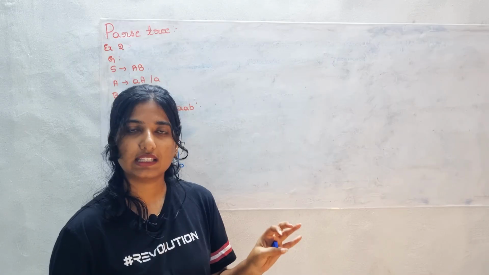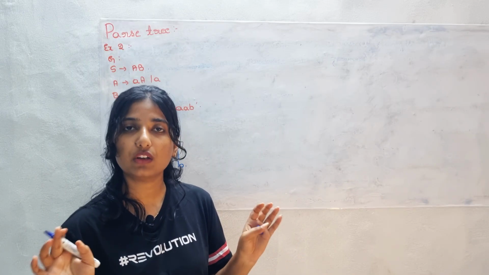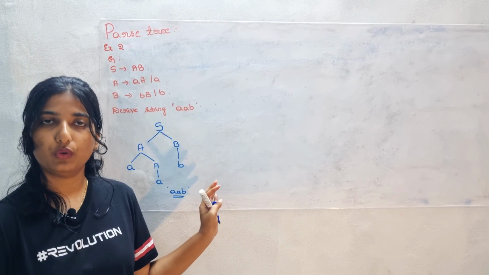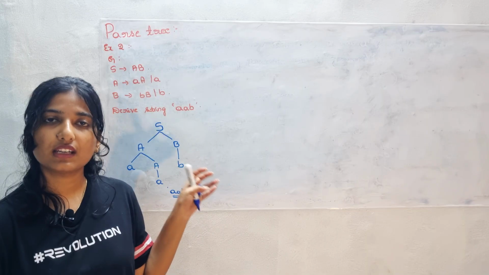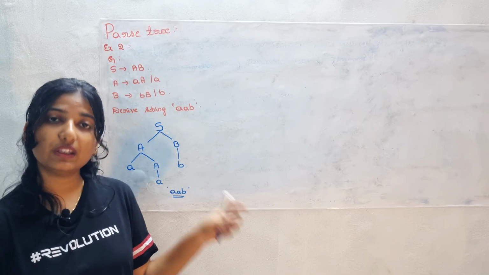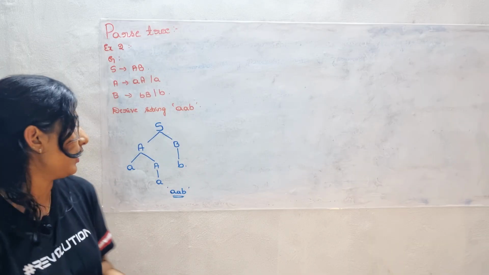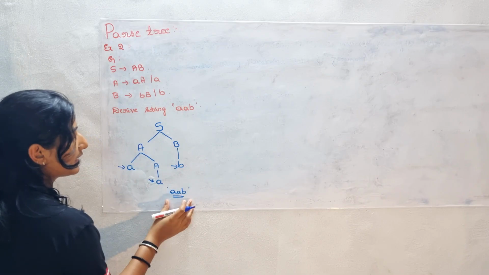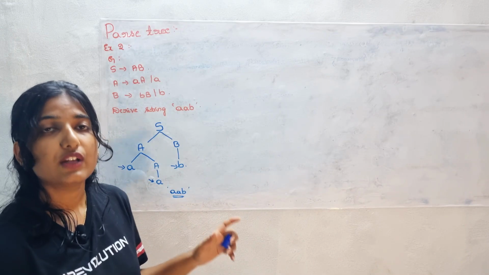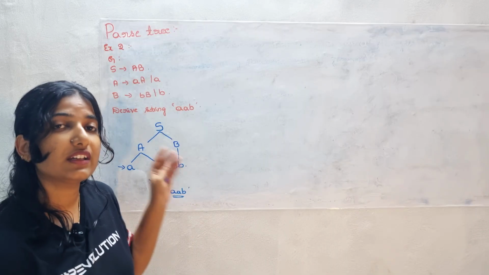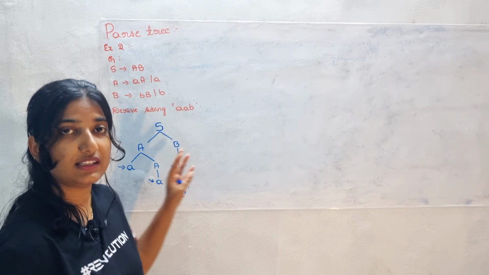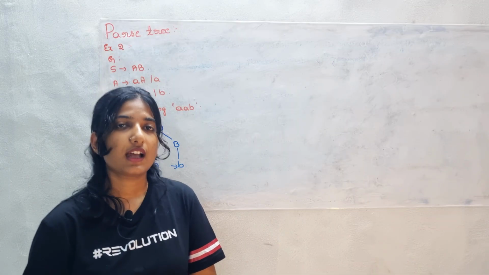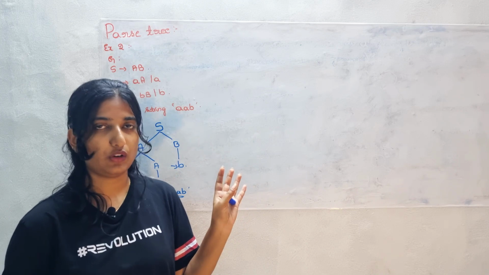Now let us see the next topic, a small topic, that is yield of a tree. I will explain yield of a tree in this example only. Yield of a tree means the string obtained from reading all the leaf nodes from left to right. If we start reading from left to right, we get some string, right, ab. So the string that we obtain from reading the leaf nodes from left to right in a parse tree is called the yield of a tree. So this is about parse tree examples and yield of a tree.